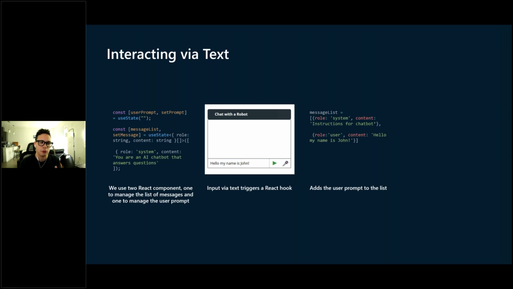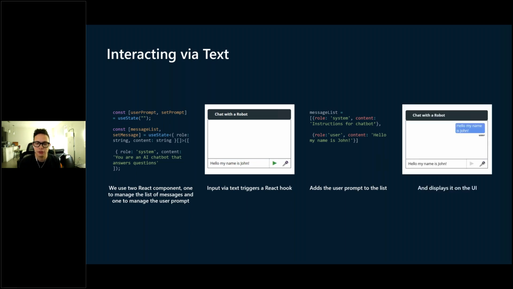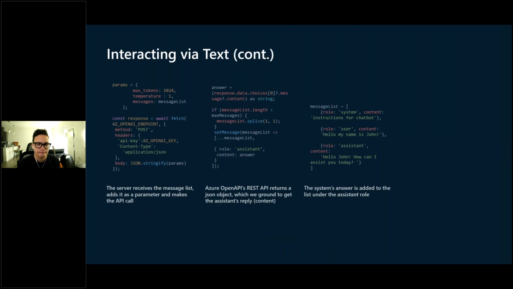And you'll see how once we communicate with the AI and the model, we'll add new entries there from the model side. So once the user prompt is added to the list, it displays it on the UI, and now we move into the server side of things. It sends the list to the backend for API communication. Now the server receives the message list, adds it as a parameter, and makes the API call.